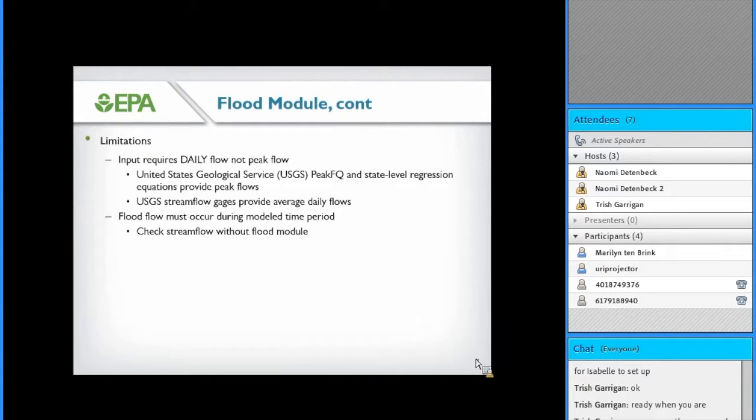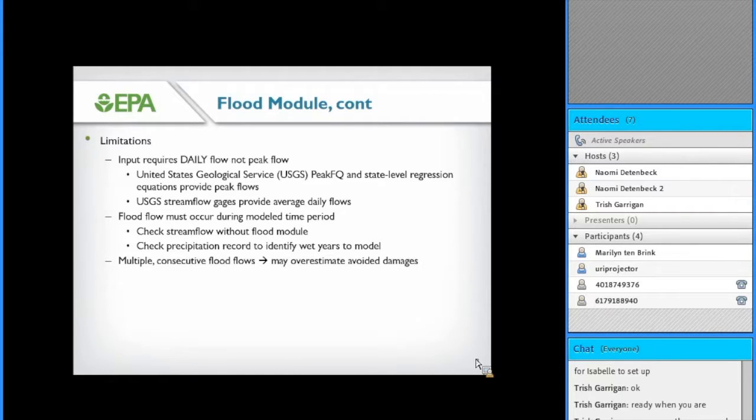So you can check your stream flow without the flood module if you already ran it. For example, the first step when you set up the model is you're going to run it and compare it to stream flow data that's measured. That's your calibration validation, which we'll also cover. So you can compare it to the stream flow and see if, in fact, there is flooding occurring. And you can also even look at it a step earlier. You can look at the precipitation record and find a wet year and run that year.